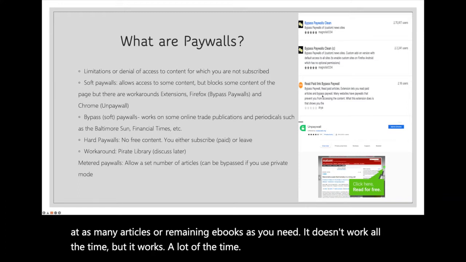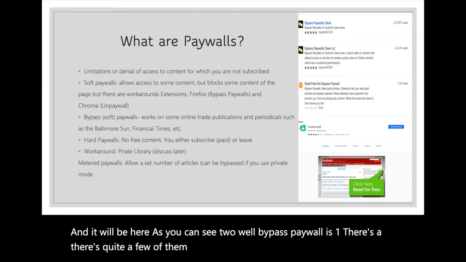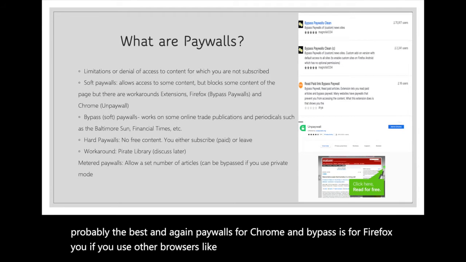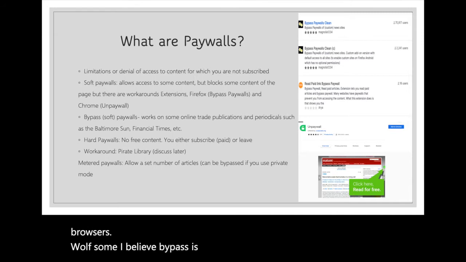And as you can see over here, Bypass Paywalls is one. There's quite a few of them. Bypass and Unpaywall are probably the best. And again, Unpaywall is for Chrome and Bypass is for Firefox. If you use other browsers like Opera, and some Linux browsers like LibreWolf, I believe the Bypass extension is available there as well. You just have to check.